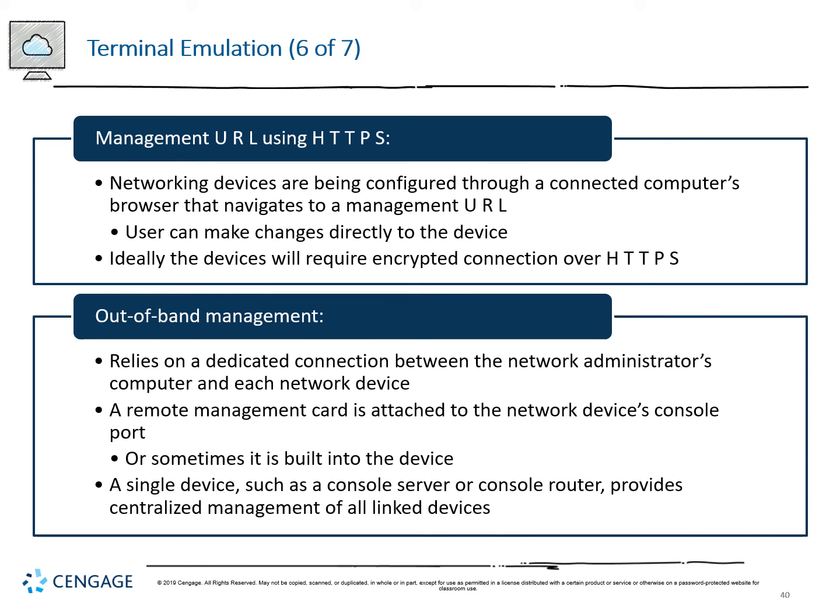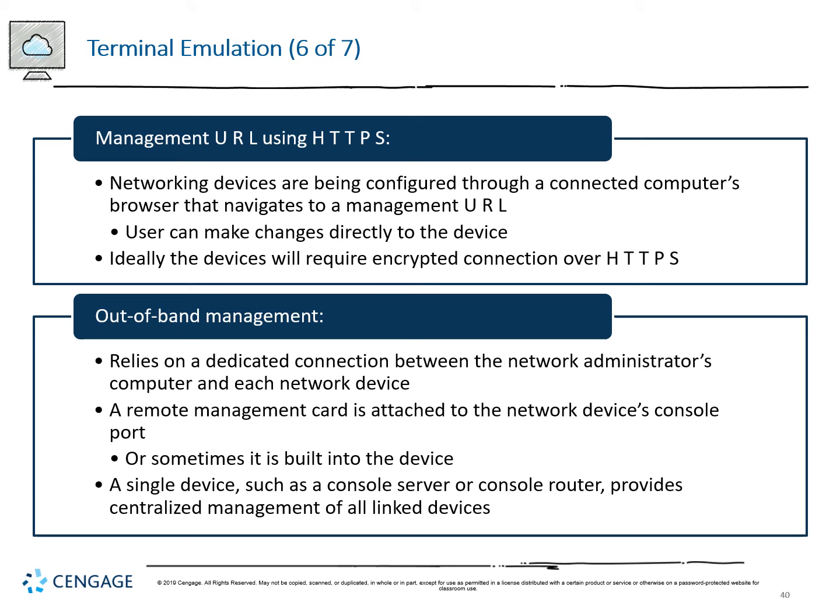Now, management URL using HTTPS is where we have a networking device being configured through a computer browser. This navigates directly to a management URL. The user can then make changes directly to the device through that interface browser. Ideally, the devices will require an encrypted connection over HTTPS. If they don't use HTTPS, I would be very curious as to why.